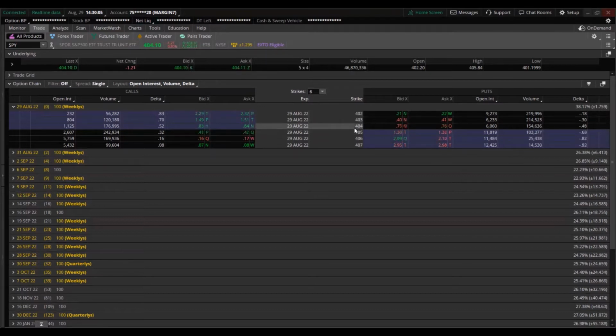Well, the 404, 403, 402. Yes, that's one strike difference. And what's different about this S&P 500 product compared to the ES and the SPX is that it moves in $1 increments. I showed you the SPX and the ES are 5 points wide. Here they move in penny increments, and a penny increment is equivalent to $1.